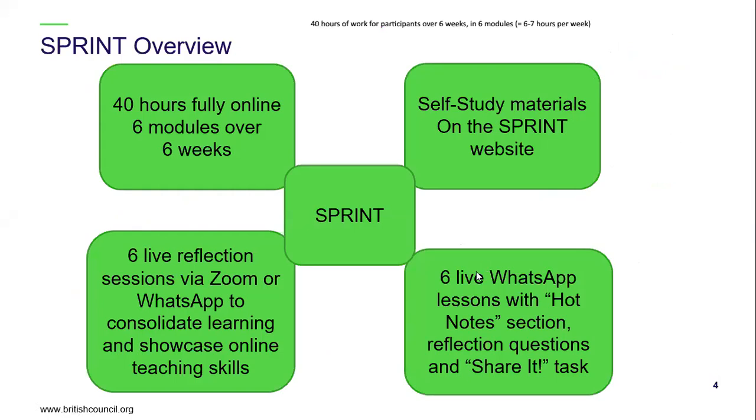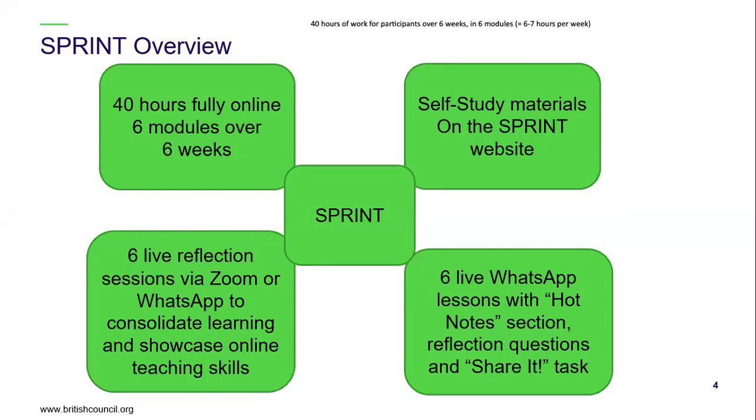Very good. So you guys are here to do the Sprint course through British Council Nigeria. As you know, it's a fully online course. It's about 40 hours of work and there are 6 modules over 6 weeks. Who can do the maths? How many hours a week should you be spending on this course? You've got 6 weeks and 40 hours. That's it, 6 hours. Very good. More or less 6 hours a week, okay? 6 or 7 hours a week.